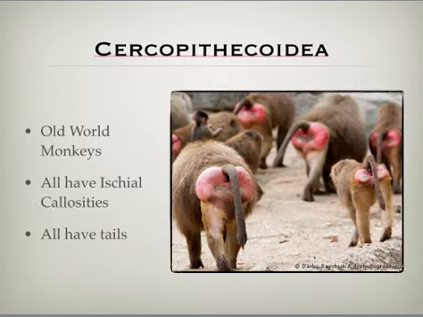All right, let's move on to cercopithecoids. Old World monkeys. Old World monkeys, distinguishing features, they all have ischial callosities, which is this pink little thing right on their butts. And all Old World monkeys have tails.